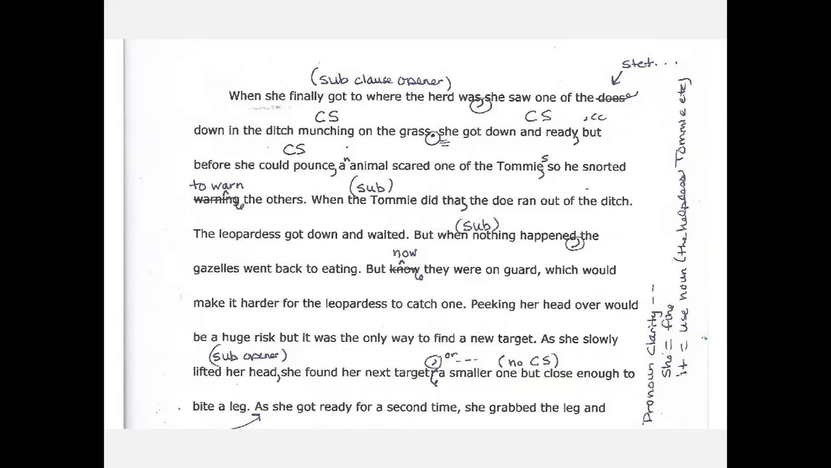All right, then she has two compounds actually that are joined illegally. Okay, so let me walk through those. Capital S, of course, on the sheet. She got down and ready. That's a complete sentence. You could have put a period at the end of it. So I'm always coaching my kids, if you could put a period and it makes sense, then that is a complete sentence. So then she put, but before she could pounce, an animal scared one of the Tommies. All right, then we'll go to that part in a little bit. But the problem with that is that she is illegally joining two sentences with only a coordinating conjunction.